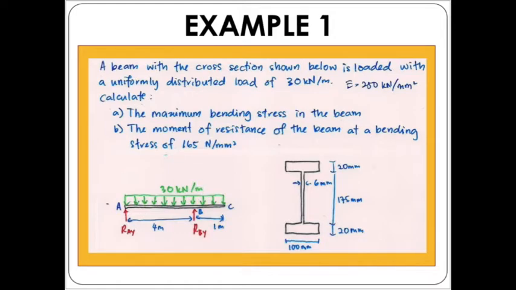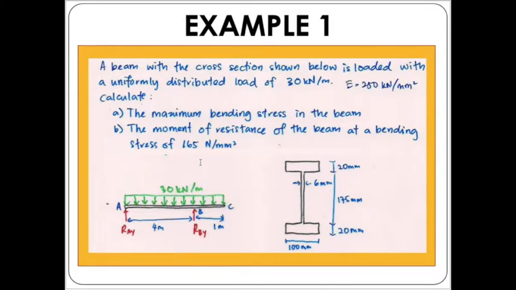So now let's look into the first example. We have a beam with the cross section shown below, loaded with a uniformly distributed load of 30 kilonewton per meter, with the E value of 250 kilonewton per millimeter square. Calculate the maximum bending stress in the beam, and also the moment of resistance of the beam at the bending stress of 165 newton per millimeter square.